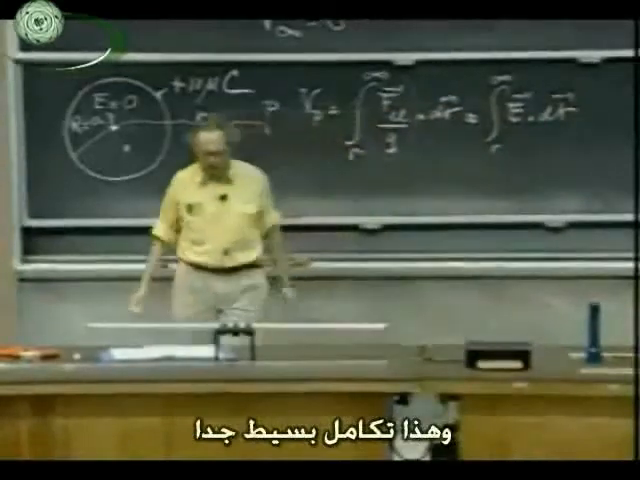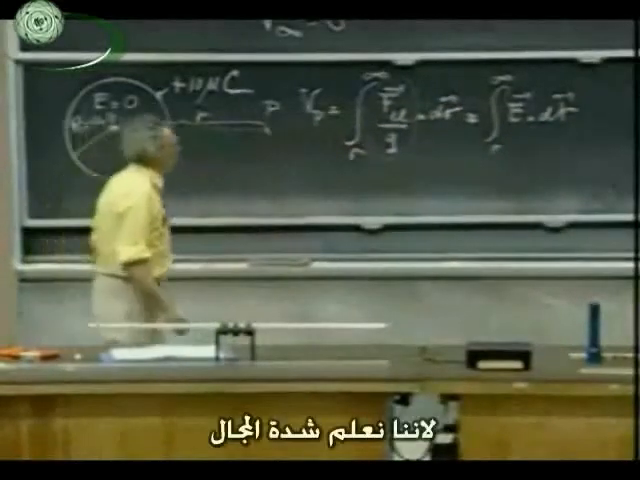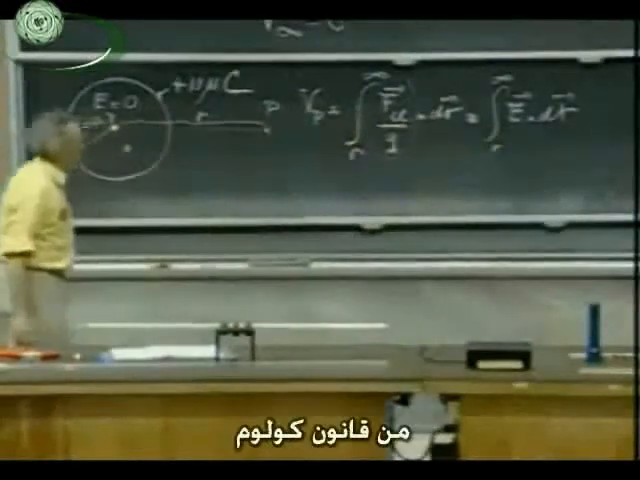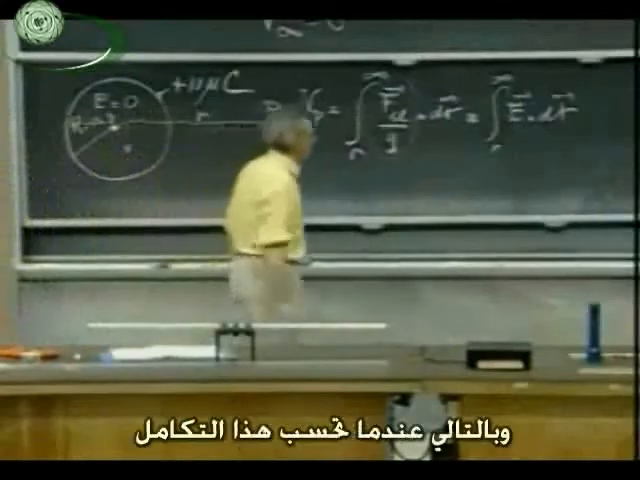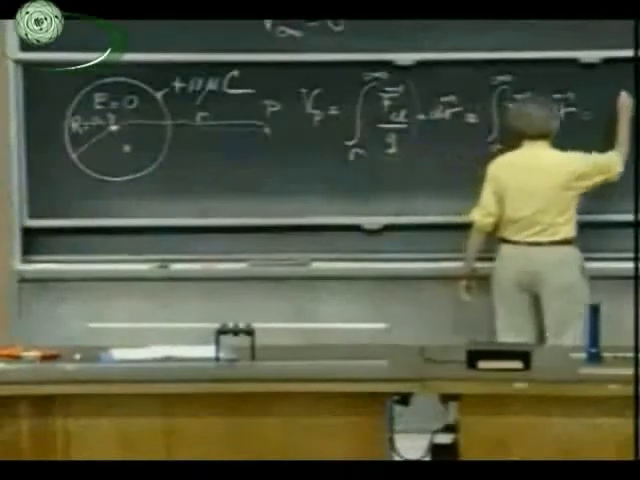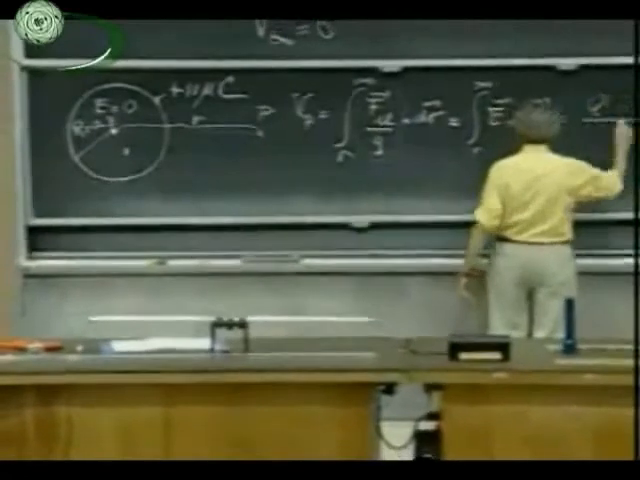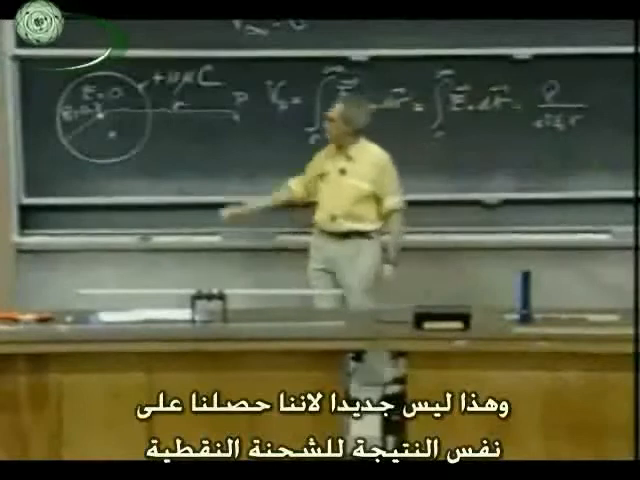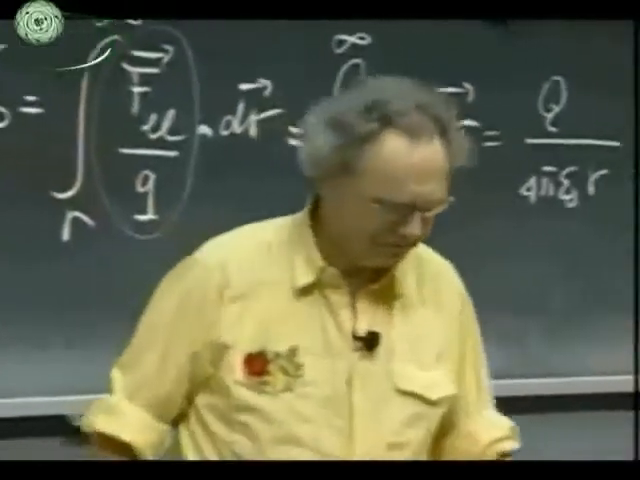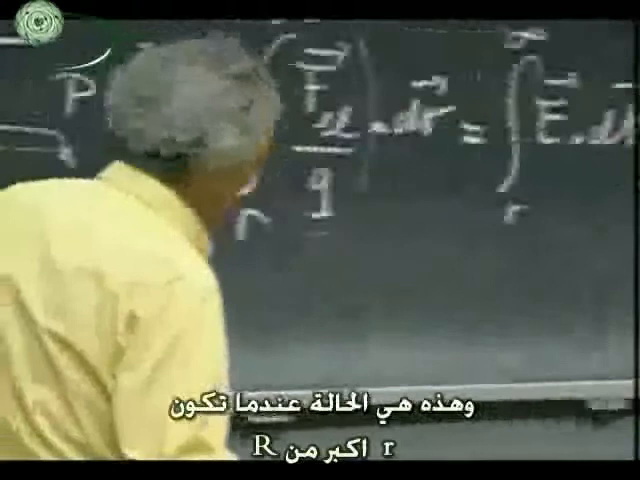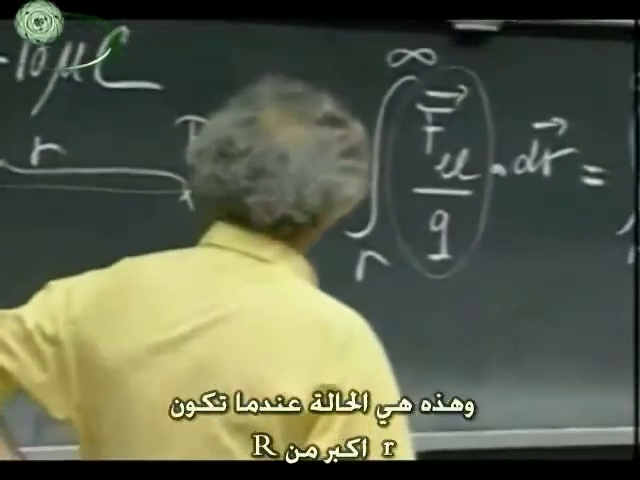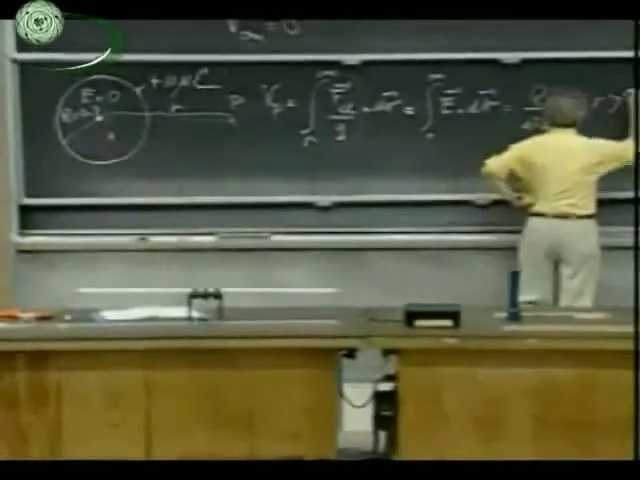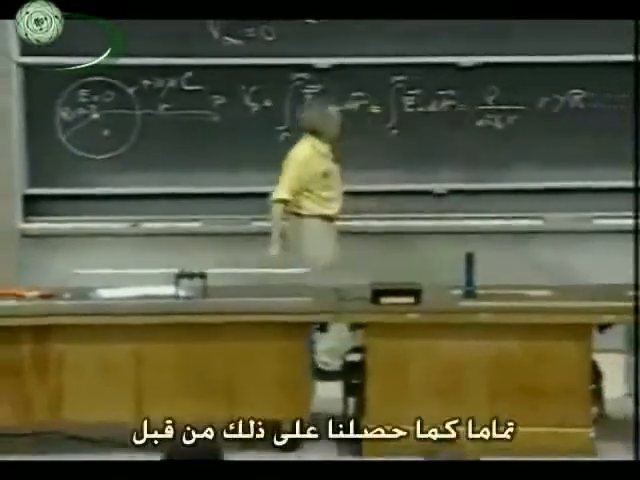And that's a very easy integral, because we know what E is. The electric field we've done several times, follows immediately from Coulomb's law, and so when you calculate this integral, you get Q divided by 4 pi epsilon 0 r, which is no surprise because we already had that for a point charge. So this is the situation if little r is larger than capital R. Precisely what we had before.